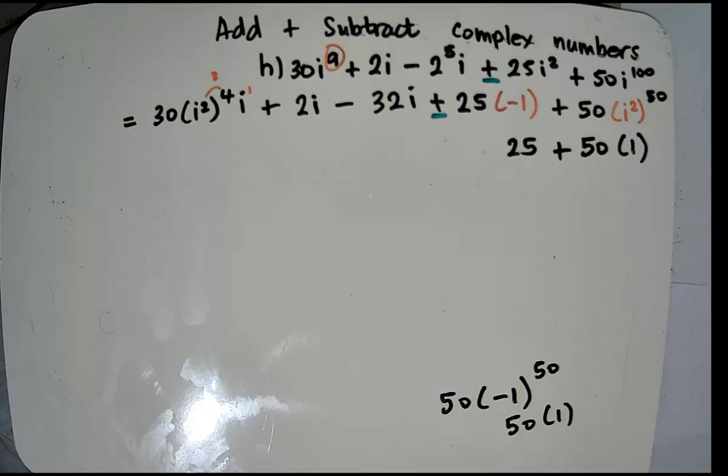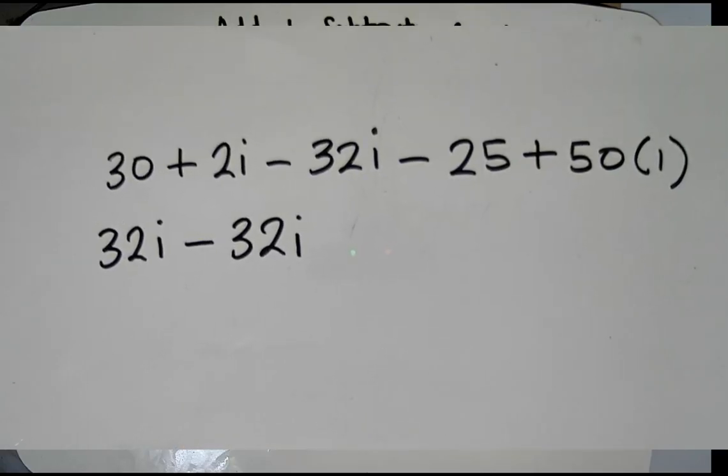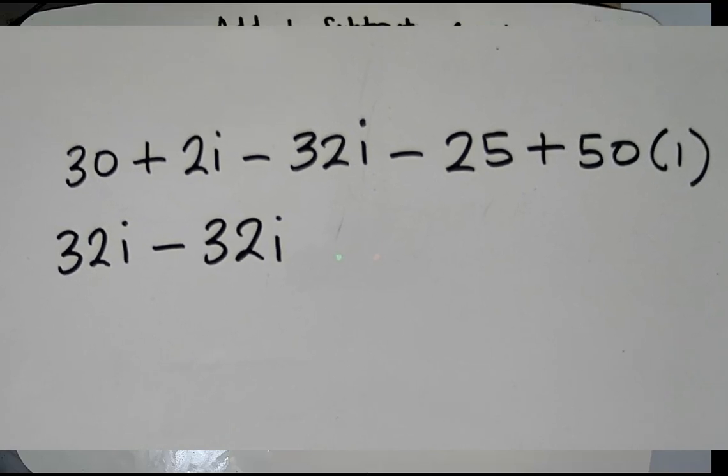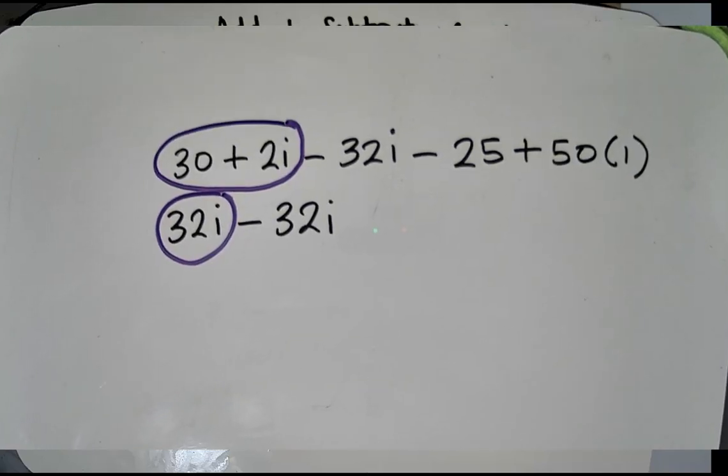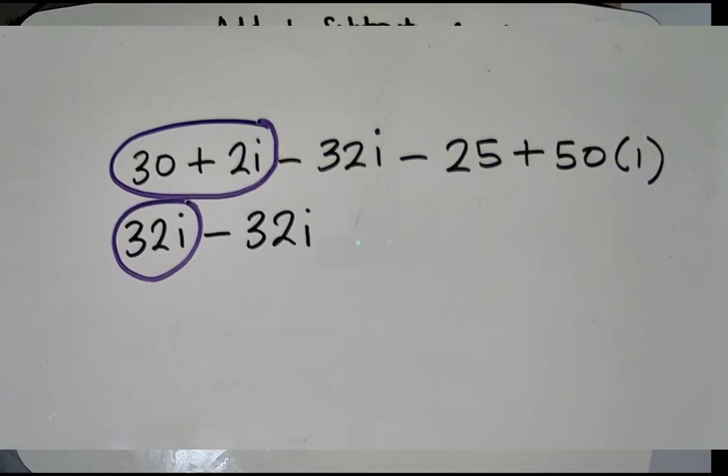So here we have 25 times a -1 will give us a -25. And we'll have -32i plus 2i. And there we'll have 30i, because the i squared will be -1. -1 to the 4th power will be a positive 1 times i, 30i.